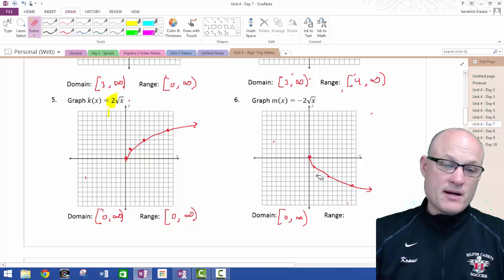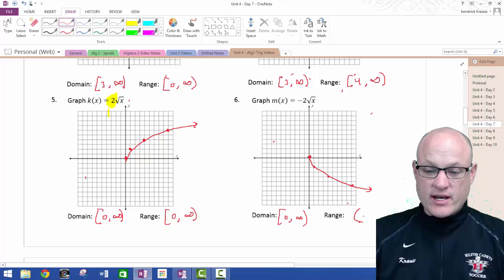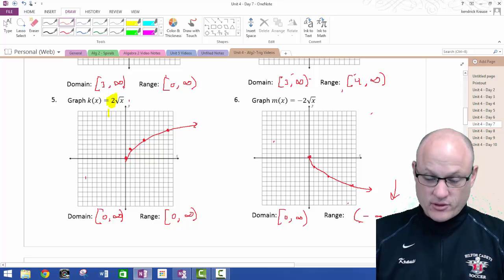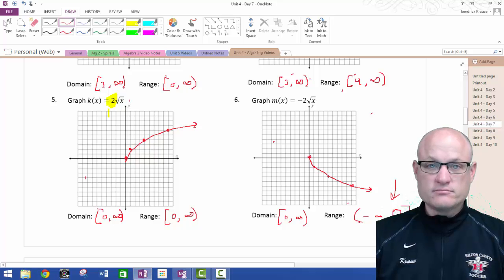Can't do that. Remember, when you're dealing with range values or when you're doing interval notation, the smallest number has to go on the left. So in this case, the negative infinity. What is the lowest number on the graph? The smallest number going down. In this case, it's going to be negative infinity all the way up to and including 0. All right, we're done with that one.